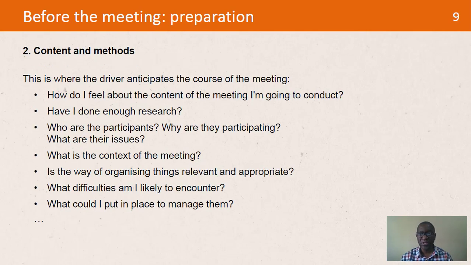2. Content and methods. This is where the facilitator anticipates the course of the meeting. How do I feel about the content of the meeting I'm going to attend? Have I done enough research? Who are the participants? Why are they participating? What are their issues? What is the context of the meeting? Is the way of organizing things relevant and appropriate? What difficulties am I likely to encounter? What could I put in place to manage them?